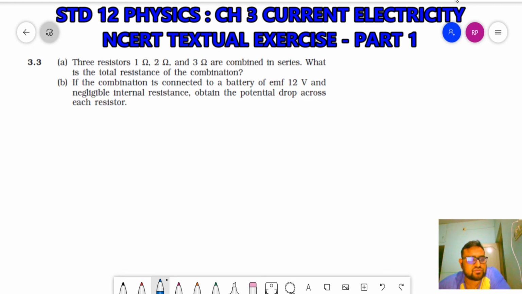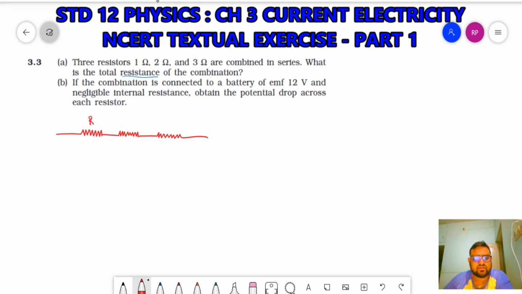3.3, there are two questions. First, three resistors, 1 ohm, 2 ohm, and 3 ohm, this is the resistance of each, are combined in series. What is the total resistance of the combination? So I'm taking R1, second R2, third R3. R1 equal to 1 ohm, R2 equal to 2 ohm, and R3 equal to 3 ohm. Point A and point B.